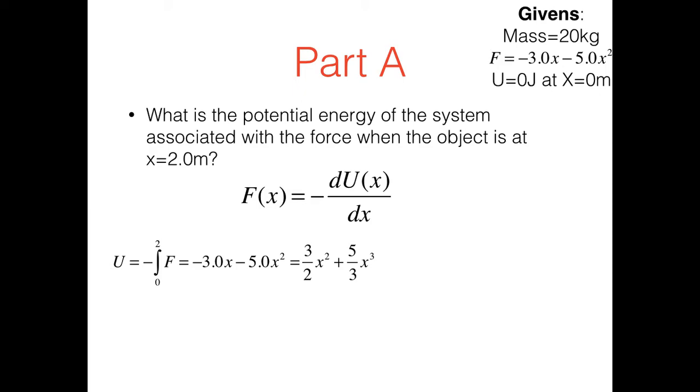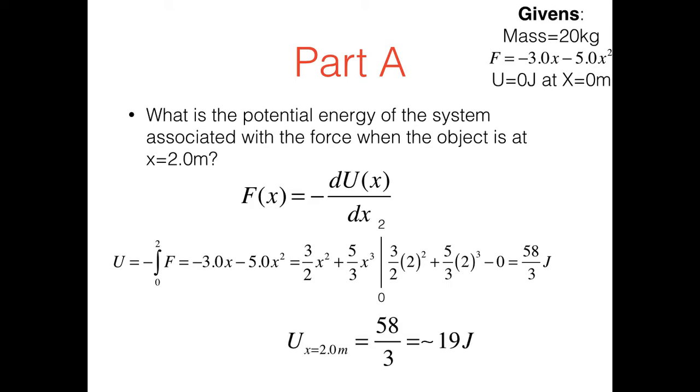We'll find 3 halves x squared plus 5 thirds x to the third, and then we'll evaluate it from 2 to 0, plug in, and solve to get 58 over 3 joules of potential energy from 0 to 2. Because at x equals 0 we have 0 potential energy, the change in potential energy from 0 to 2 will be equal to the potential energy at x equals 2. Therefore, the potential energy at x equals 2 is equal to 58 over 3, which is about 19 joules.